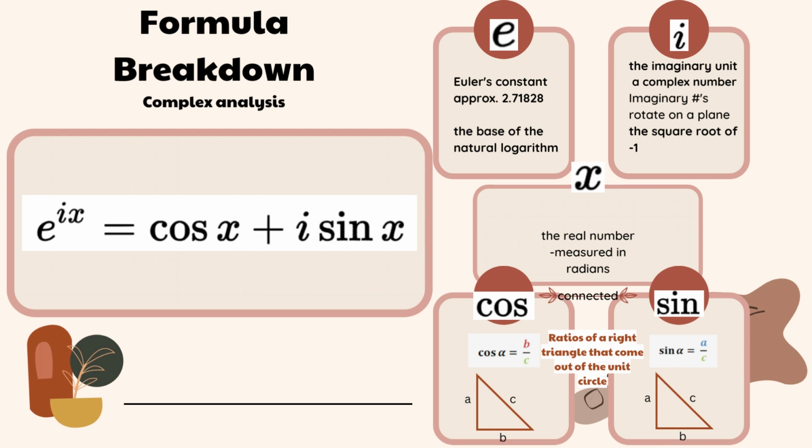Imaginary numbers rotate around a plane, opposite of cosine and sine. This is the square root of -1. x is the real number in the equation, and is measured in radians. Last, you have cosine and sine, which are ratios of a right triangle that come out of the unit circle. In your complex analysis equation, cosine x is the real part of the equation, while the i multiplied by sine x is imaginary.